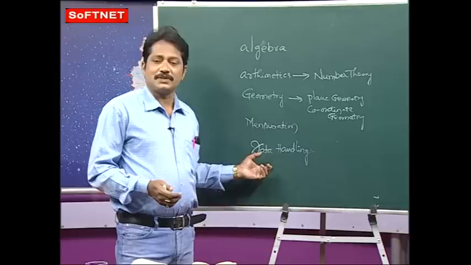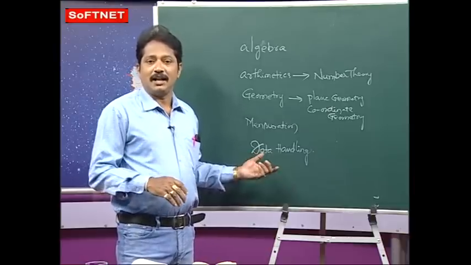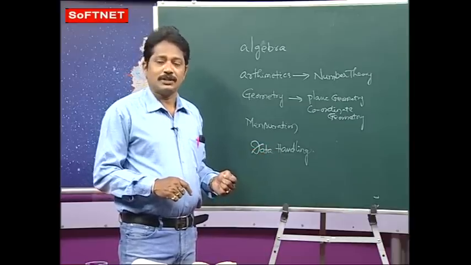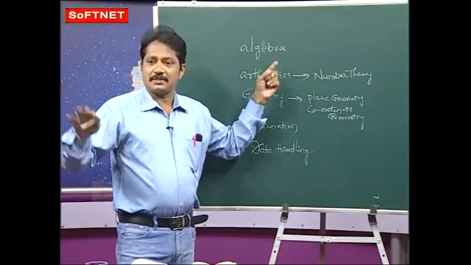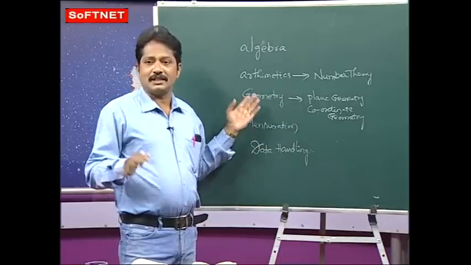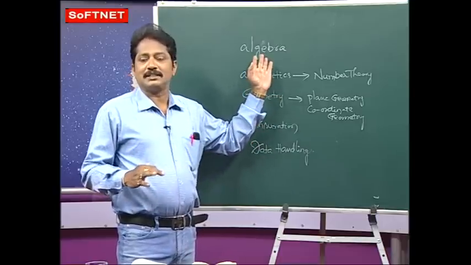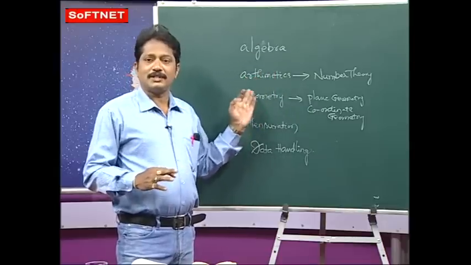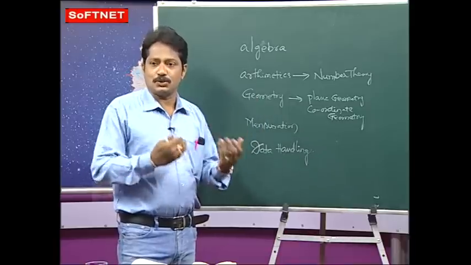Now coming to the next one, data handling. Data handling means statistics and probability. All these chapters come under data handling concepts. Clear? So here there is no difference. Algebra is not an independent chapter, arithmetic is not an independent area, and geometry is not on its own. We can apply algebraic laws and functions in geometry, and apply geometrical areas in algebra. So there is interrelation between these.